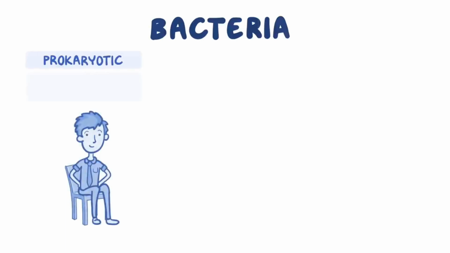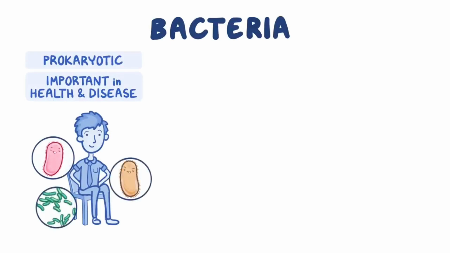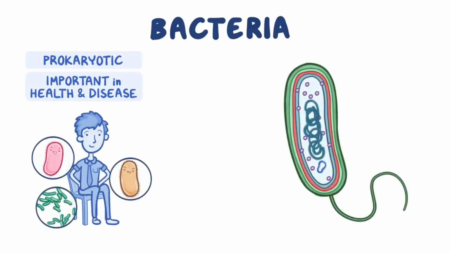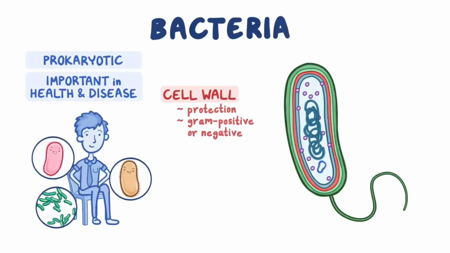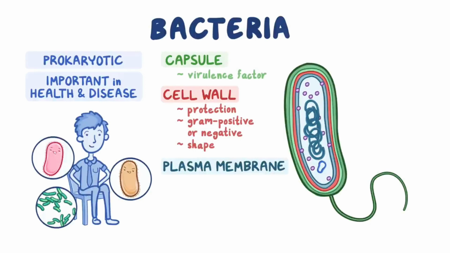To conclude, bacteria are important for our health and can cause disease on the surface of bodies and other things. Bacteria have three layers: cell wall, cytoplasm and others. The cell wall protects bacteria from the outer environment, and is gram positive or gram negative with its own shape, such as bacillus and coccus. We also discussed the capsule, which is a virulent infector, and the plasma membrane.